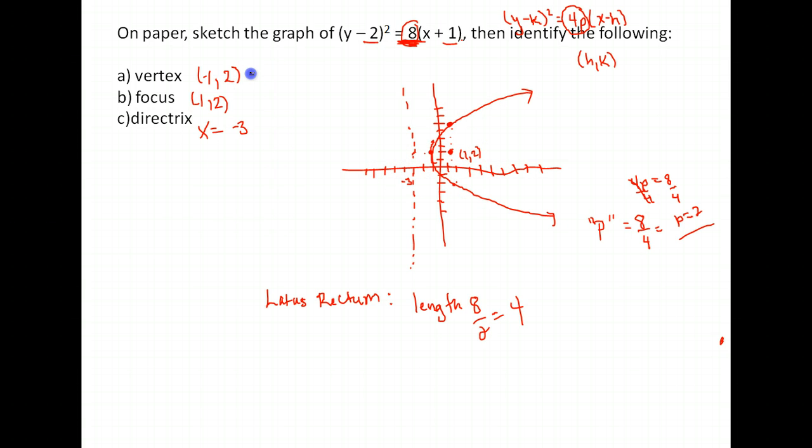The vertex was at -1, 2. The focus was at the point 1, 2. That looks like a 12, but that's a 1, 2. And the directrix was the line x equals -3. So again, find your vertex by looking at your equation. Find the value of p by taking the number in front of parentheses and dividing by 4. The focus point goes the direction of the opening. The directrix goes the other direction, that same distance, and you'll have your graph.